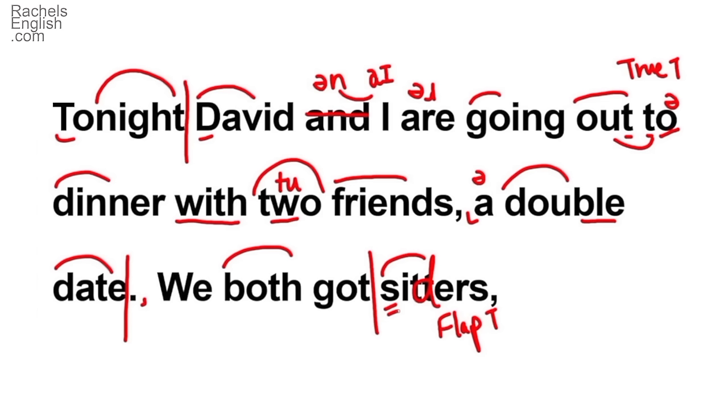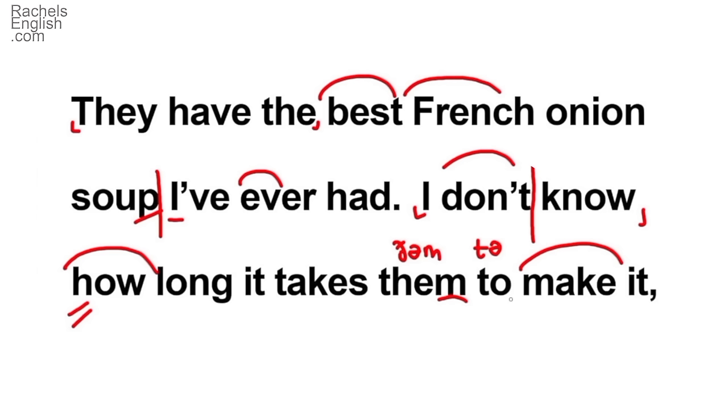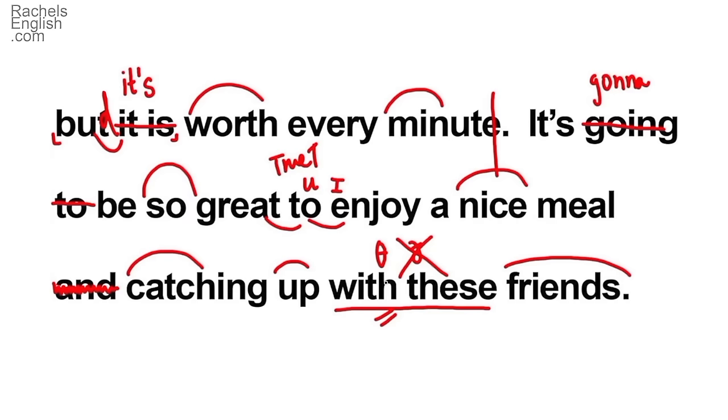And now the conversation three times. Tonight, David and I are going out to dinner with two friends, a double date. We both got sitters and we got a reservation at Park at 6:45. I already know what I'm going to get. They have the best French onion soup I've ever had. I don't know how long it takes them to make it, but it's worth every minute. It's going to be so great to enjoy a nice meal catching up with these friends.